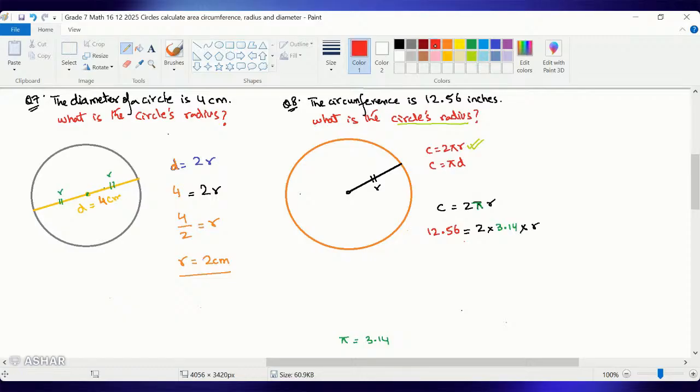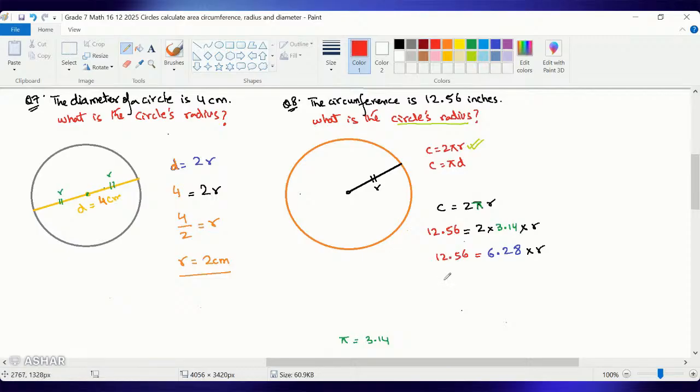So when we multiply 3.14 by 2, the answer comes out to be 6.28 multiplied by the radius. If 6.28 is multiplying with the radius on the right side, when it's shifted to the other side of the equation, it will divide.